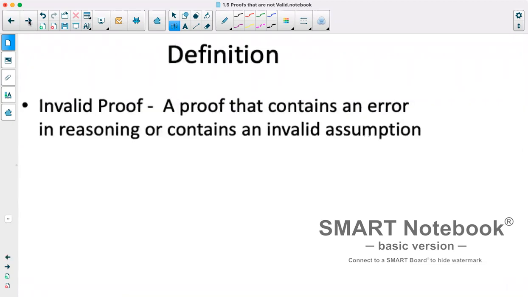So an invalid proof is a proof that contains an error in reasoning or contains an invalid assumption. Essentially, an error in reasoning is usually a mathematical error, and an invalid assumption is building the proof off of something that is not true.